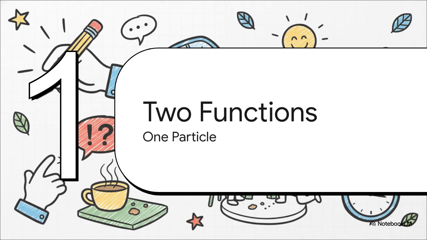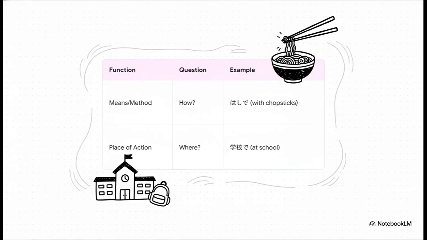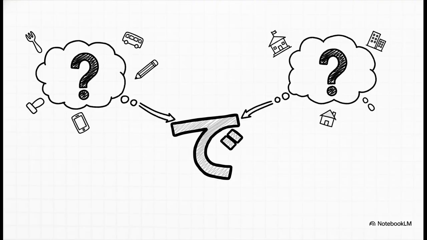All right, let's bring this all home. As we've seen, this one tiny particle, de, does a whole lot of heavy lifting in Japanese, covering two very distinct, very essential functions. So for function number 1, means or method, it answers how, like in hashide, with chopsticks. And for function number 2, place of action, it answers where, like in gakkou de, at school. Two very clear jobs for one very versatile particle. And really, this is the key takeaway. If you ever find yourself unsure, just ask yourself what question the particle is answering. Is it telling you how an action is done, or is it telling you where an action is done? That simple mental check will always point you to the right meaning.